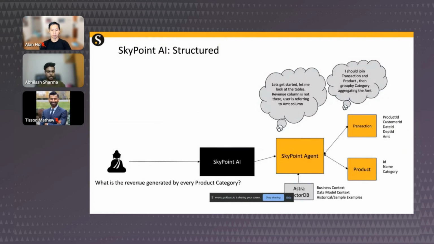So say if I want to query revenue generated by every product category, a user uses an appropriate distribution channel like ChatGPT and fires this query. The query is sent to SkyPoint AI, which actually does the planning phase and figures out that this can in fact be answered from the structured data source. Now, once it has figured that out, it becomes a text to SQL generation problem.